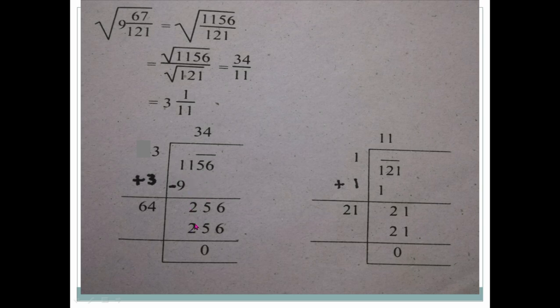The next number is 256. So we divide this 256 by 64. 64 multiplied by 4, you will get 256. So 34 is the answer. If you want to find the square root of 121 by division method, you can do it like this, but you must memorize at least the first 20 squares of the numbers. So here 34/11 is the square root of these two numbers. Now what is next? We divide this 34 by 11, so you will get 3 1/11.